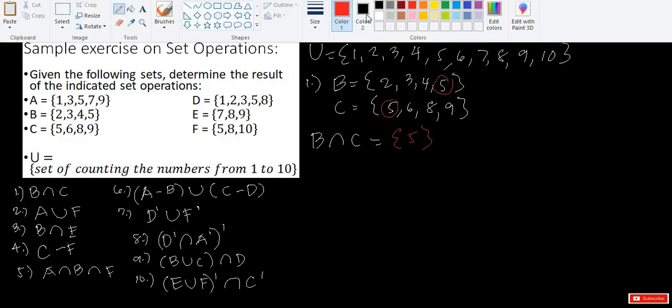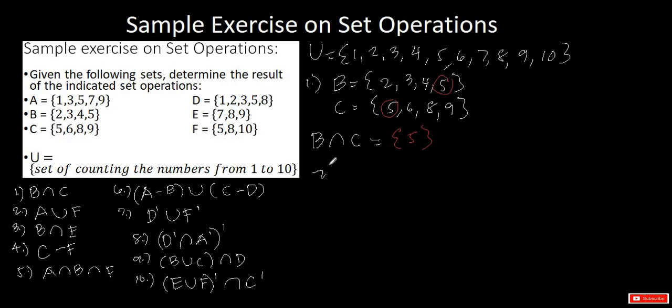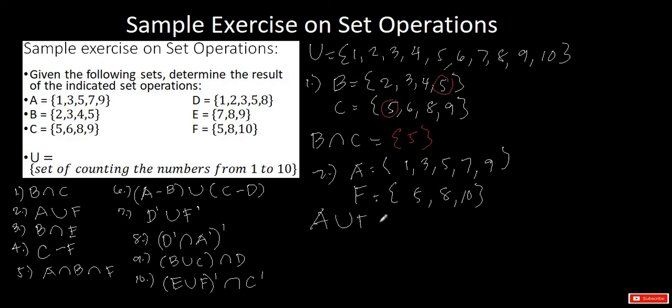Let's try number 2. Okay. Number 2, the problem is A union F. First, let's list the elements of set A. What are the elements of set A? We have 1, 3, 5, 7, and 9. And set F, the elements of set F are 5, 8, and 10. Okay, so in number 2, the problem is A union F.